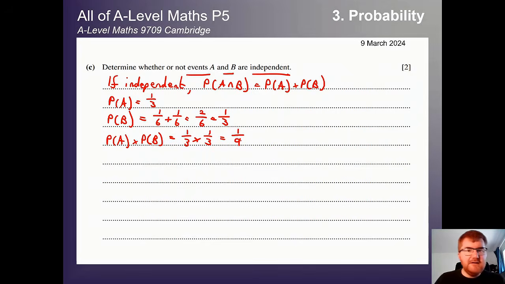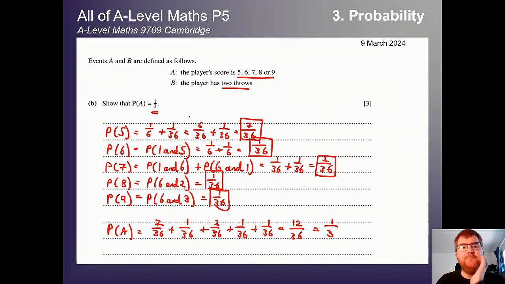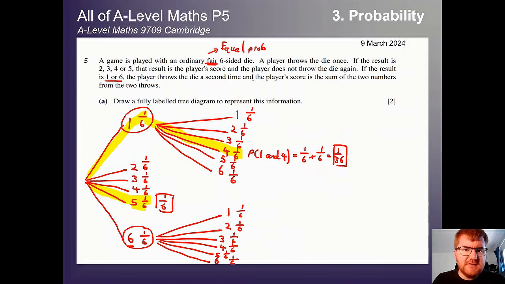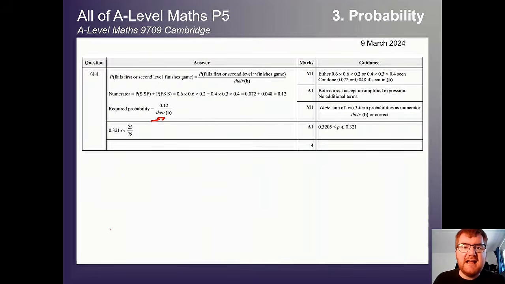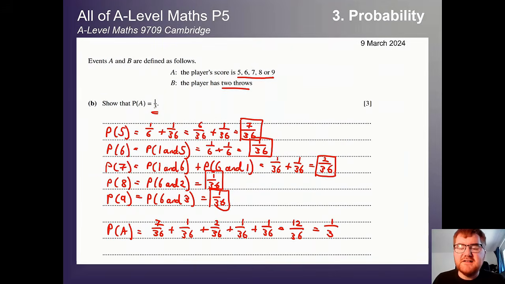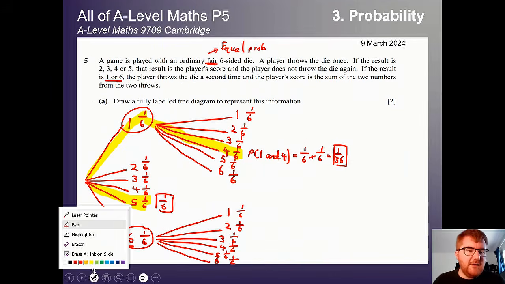So keep that in mind, and now we need to compare that to the probability of A and B. So let's think about what that actually means. A and B is the player's score is 5, 6, 7, 8 or 9 when the player also has 2 throws. So given they've got 2 throws, we're only looking at this part now, we're ignoring that 2, 3, 4, 5 in the middle. How can we actually get 5, 6, 7, 8 or 9? What options do we have here?